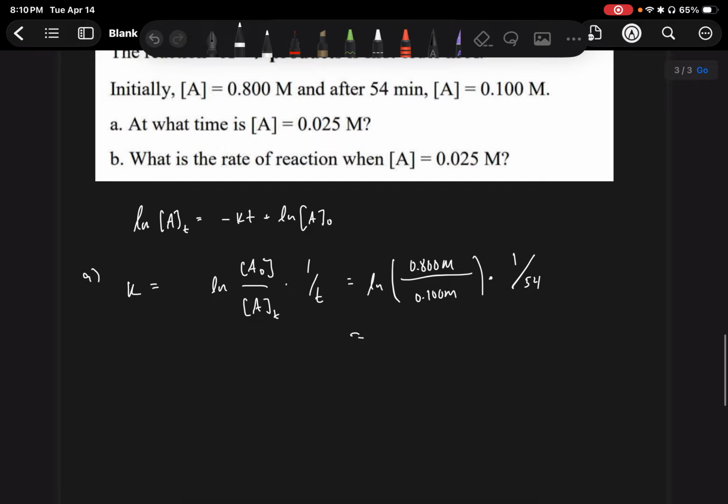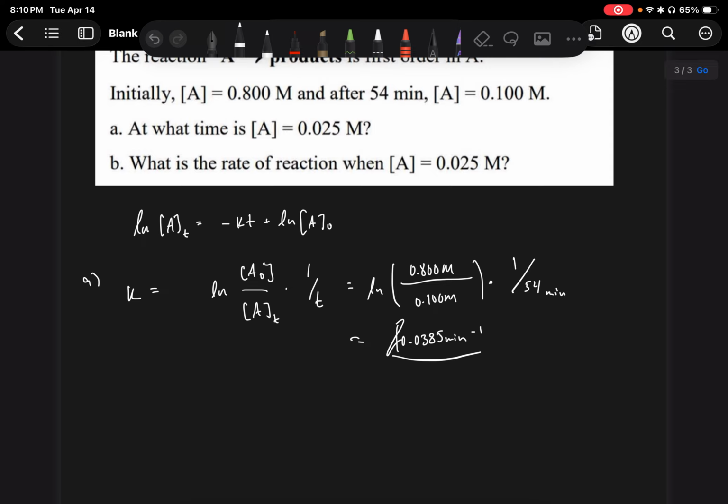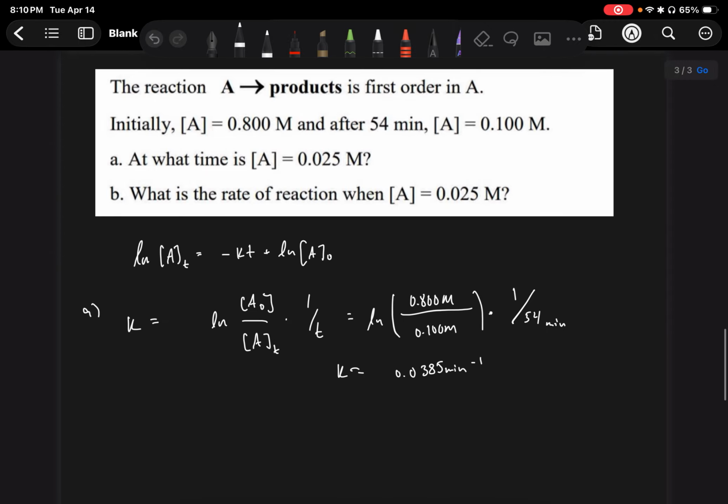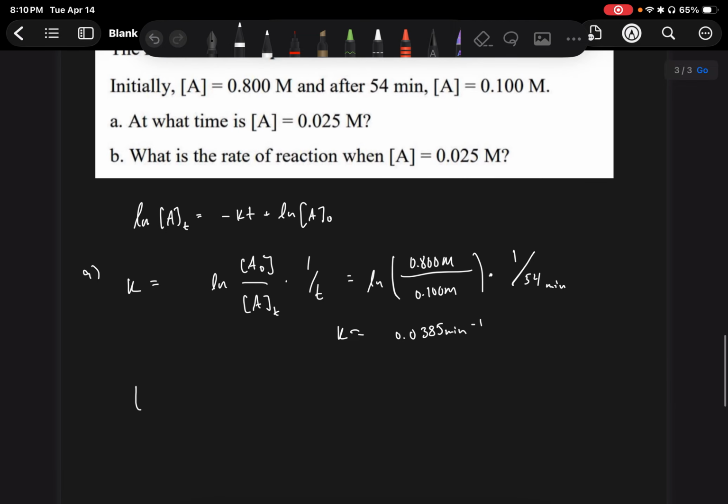Okay, wait, remember the units. K is 0.0385 min^-1. Oh wait, that's not even the question, bro. That's the K, bro. Why am I boxing the answer? Okay, now we simply just have to solve for time. So we just do the same equation. I'm just going to put these values in, 0.8.